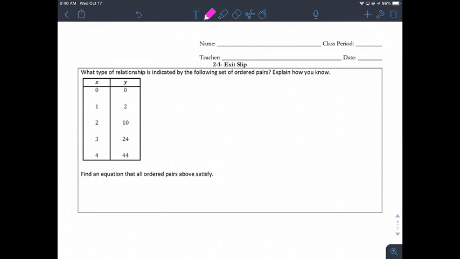So in the x column, we've got our input values, 0 through 4. In our y value, we've got our output values, 0, 2, 10, 24, and 44. And from there, we need to figure out where our constant difference is. Remember, our constant difference is going to tell us what type of function we have.